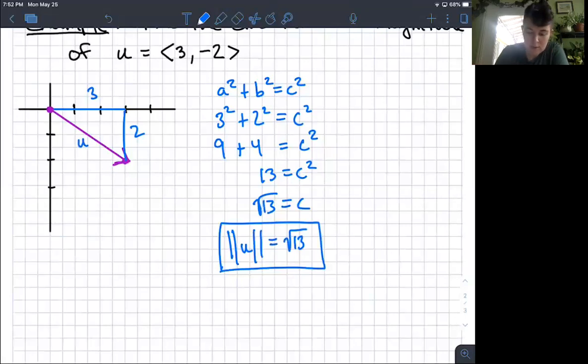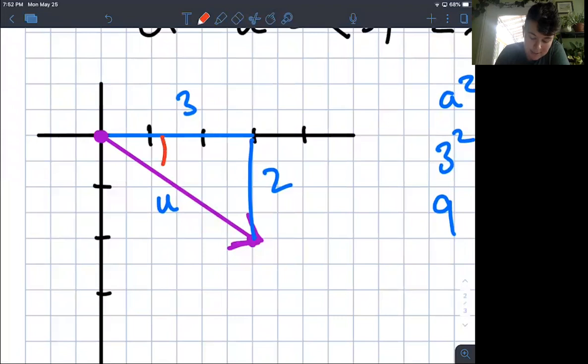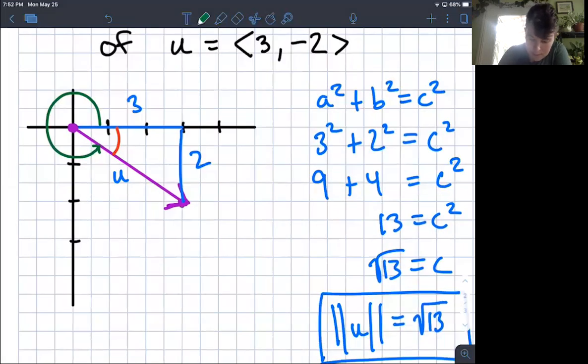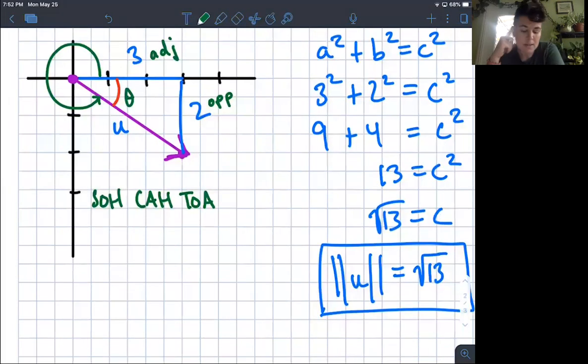Hooray, let's find the direction angle. Now, I said that I wanted to keep the direction angle positive, which means if I did this, that would be negative. So I can't do that. So I need to find the positive version of that, which is that angle right there. Okay, so let's see what we've got. Here's my angle theta again. I have the opposite side. I have the adjacent side. So when I'm looking at SOHCAHTOA, y'all, adjacent and opposite, it's going to be tangent again.